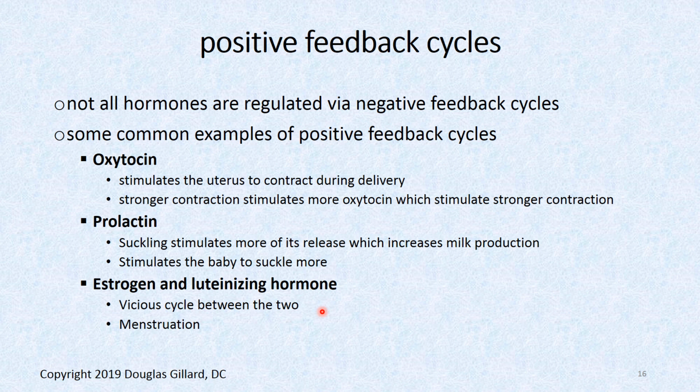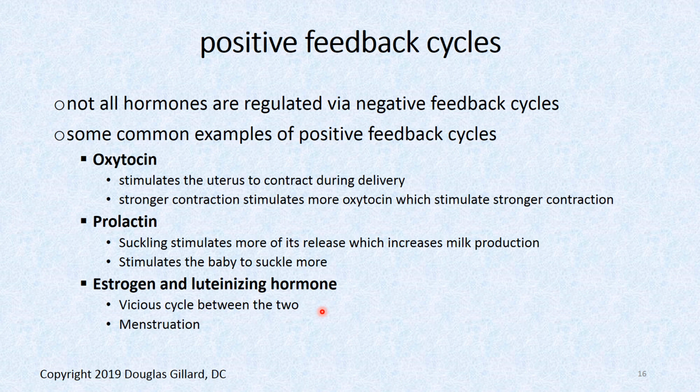Some signals are released. Oxytocin stimulates the uterine wall to contract really hard. It actually is painful. The harder the muscle contracts, the more oxytocin is released. More oxytocin causes even harder contractions. They ramp up and get very painful. Perfect example of a positive feedback cycle.